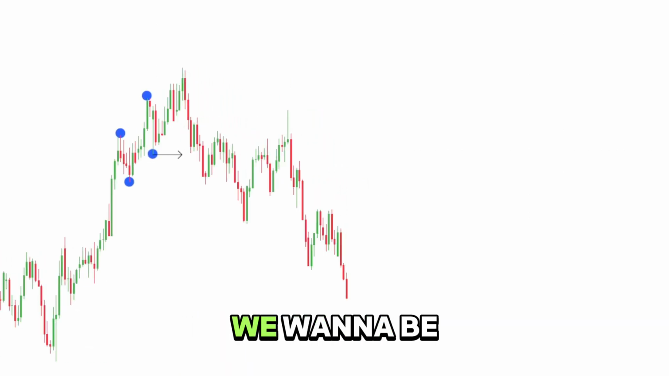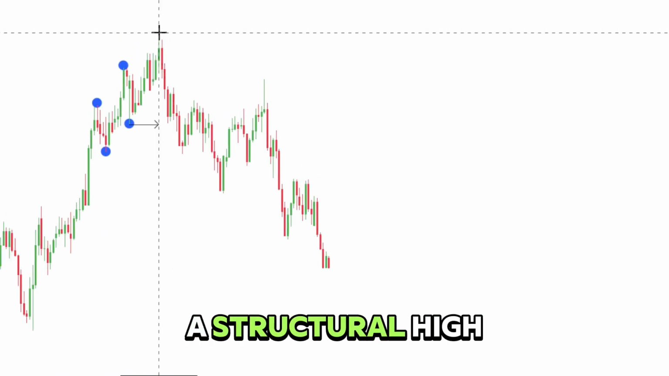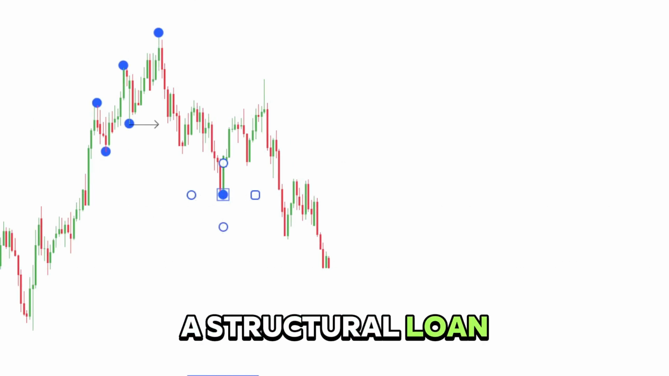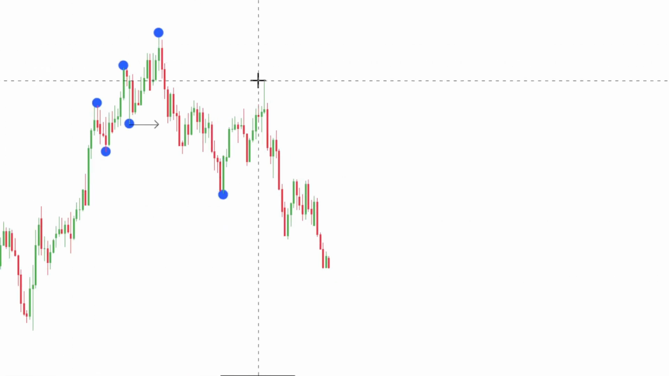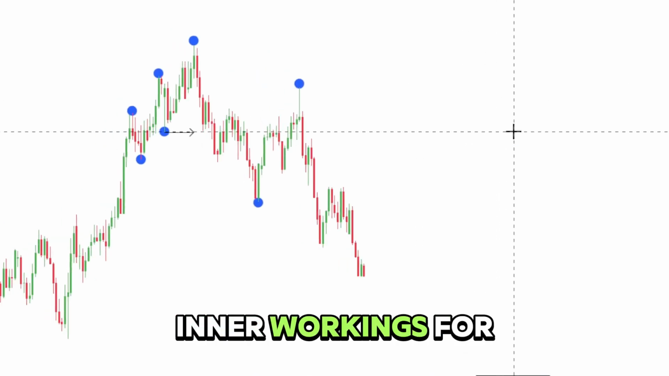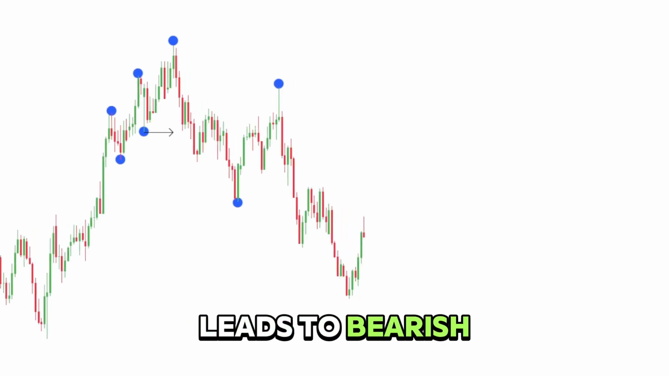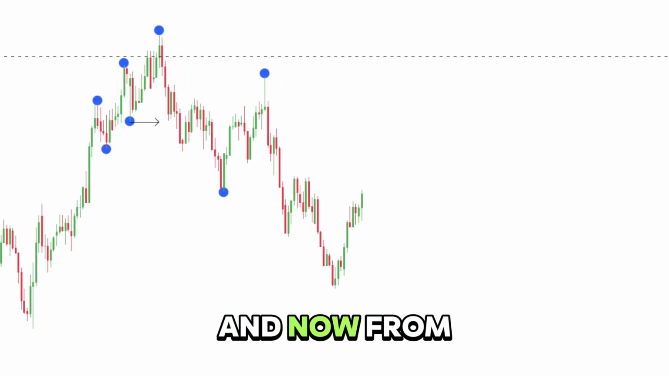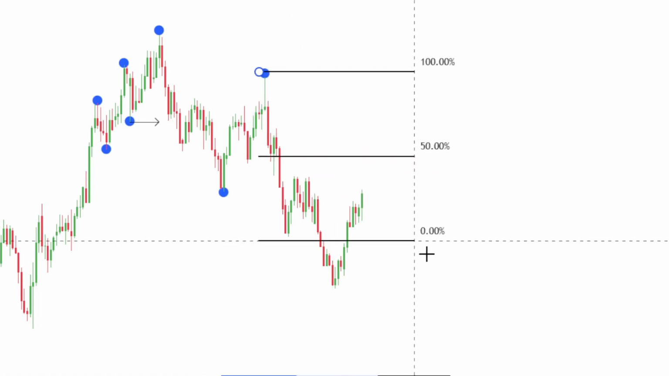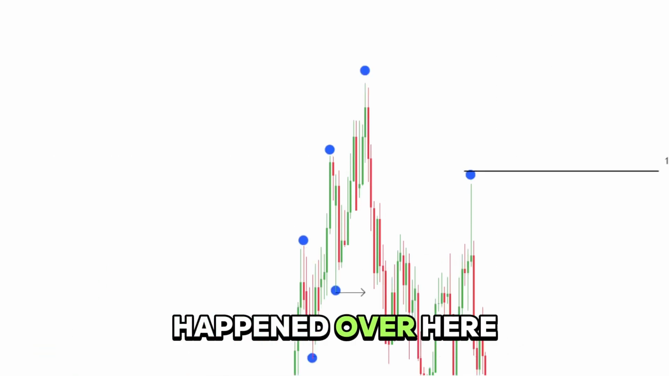Now the second break we want to be looking at is understanding again mark-out structure. So now we have a structural high, and we see price giving us a structural low, and we see price giving us a structural high, right? So we see all of the inner workings for structure working out in our favor, right? Bearish structure, which leads to bearish inefficiencies. And now from here again, we project the Fibonacci tool from that swing high down to that swing low over here, right? Notice how the same thing happened over here, right?